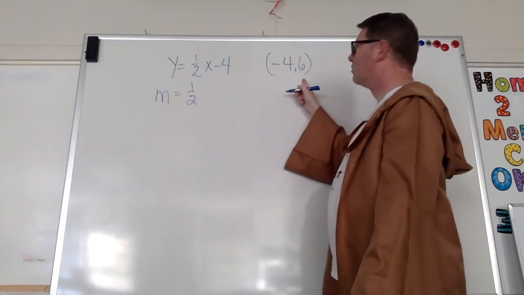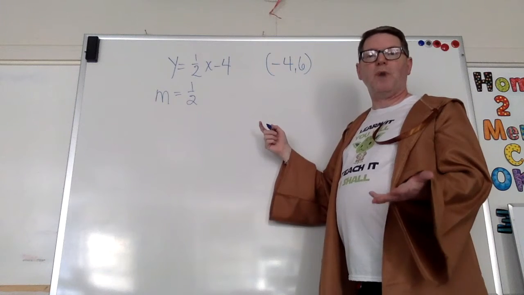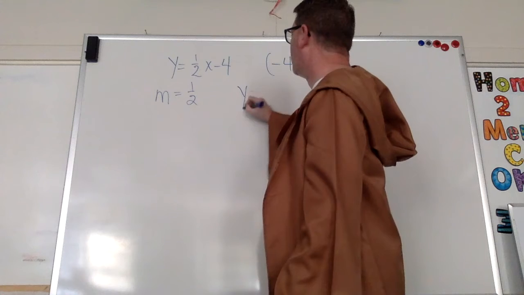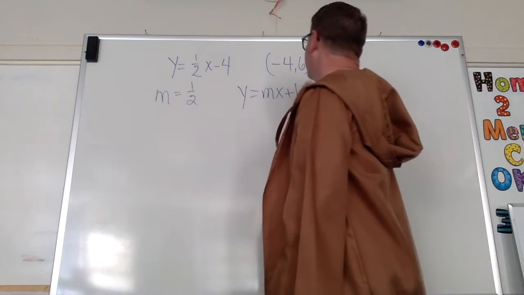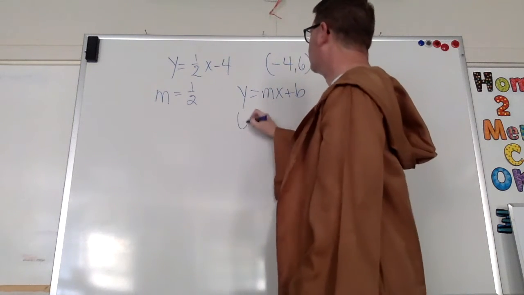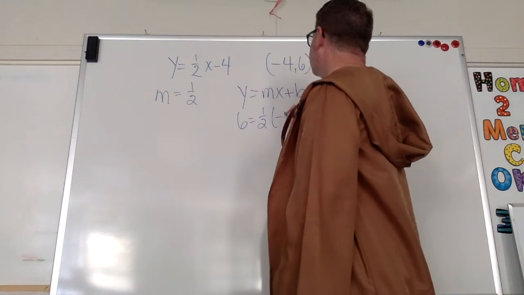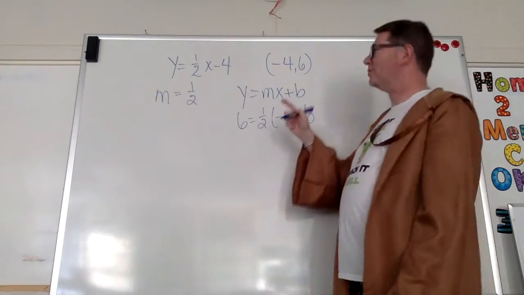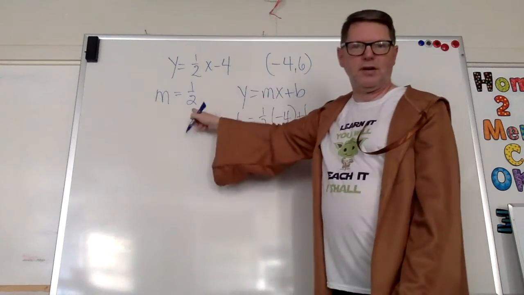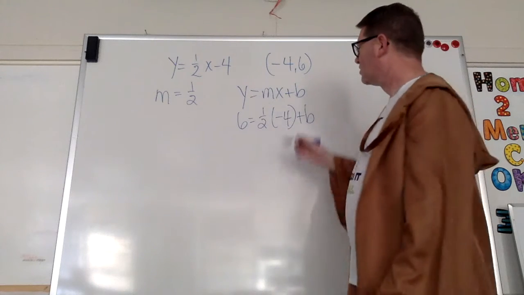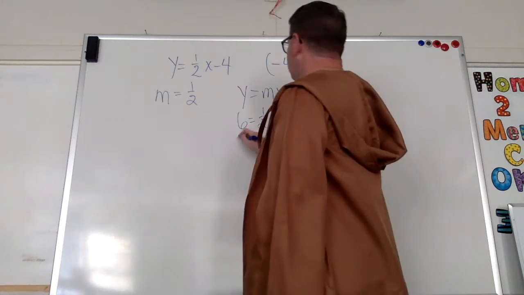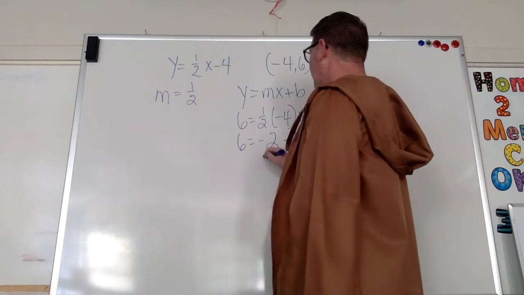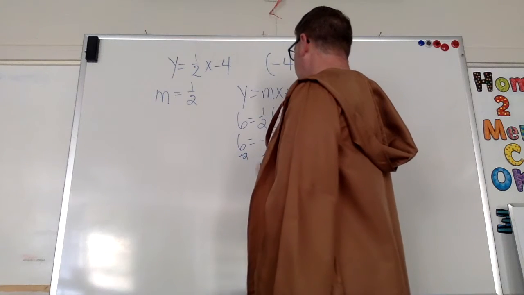And now I've got to pass through -4, 6. So I don't know what my y-intercept is, so I've got to figure out the y-intercept. I'm going to plug into y equals mx plus b. And I know that y is 6 equals 1/2 times -4 because that's the x, plus b. Now, if you didn't want to do it this way, you could also use point-slope form, and you could figure it out that way as well. Okay? So in this case, 6 equals 1/2 times -4 is -2 plus b. I add 2 to both sides, and so b equals 8.